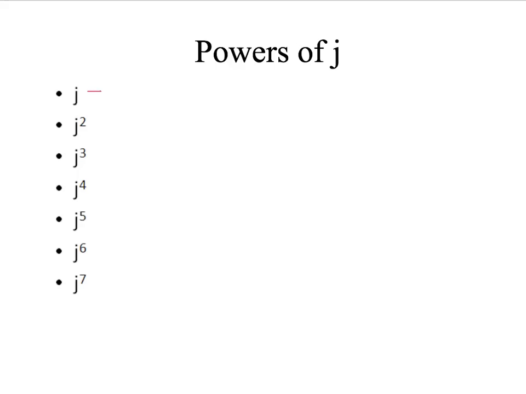Powers of j. Remember that j to the first power is the square root of negative 1. These actually will work in a pattern. J to the second power is the square root of negative 1 squared. And squaring and square rooting undo each other, so that's just negative 1.